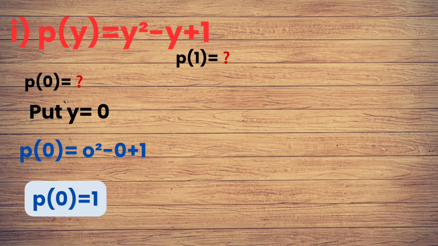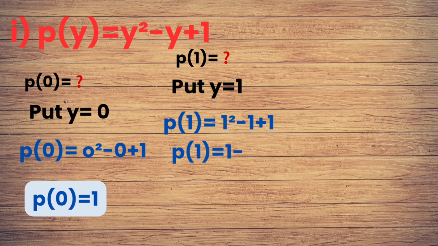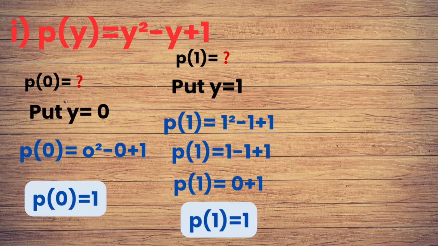Now let's find p1. For this we have to put the value of y as 1. Then the expression will be p1 equals to 1 square minus 1 plus 1. Then p1 will be equal to 1 square is 1 minus 1 plus 1, which implies that 1 minus 1 is 0 plus 1. Then the value of p1 is 1.